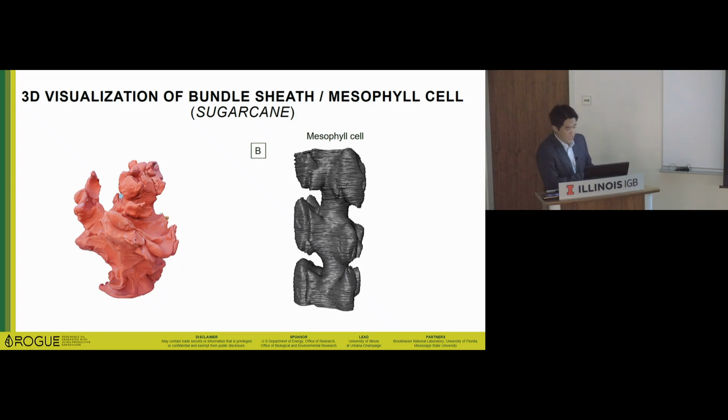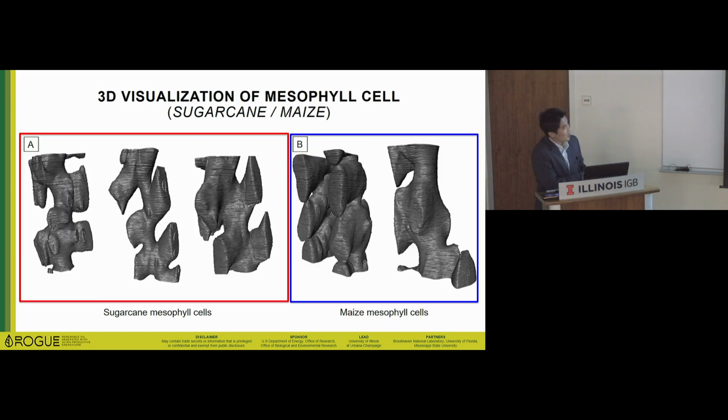I also brought another slide, because whenever I show this mesophyll cell, all of our lab members say, is it true, Moonsub? So I took multiple cell images in sugarcane and maize. A shows the sugarcane mesophyll cell structure, and B shows the maize mesophyll cell structure. As you can see, they look very weird, spiky, bumpy, and low. It's very hard to explain this shape.